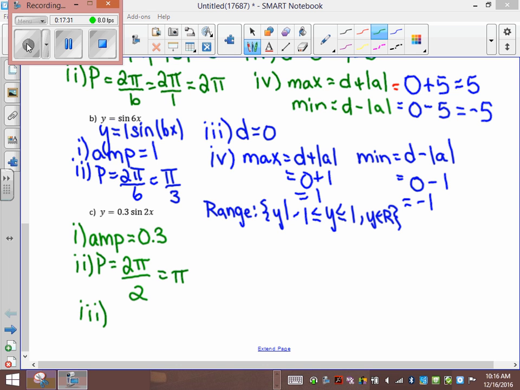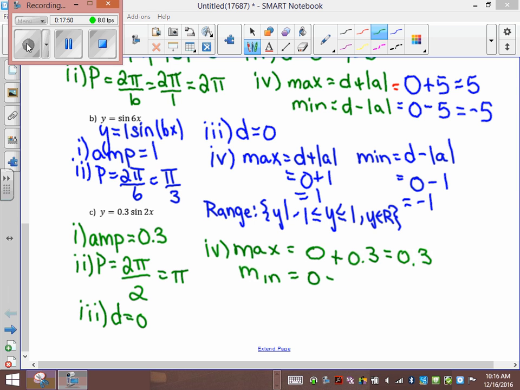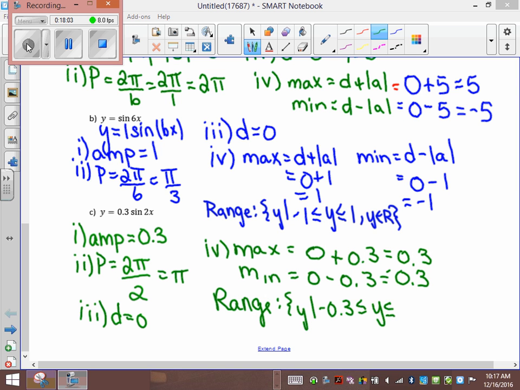Okay, 3. D equals 0. 4. The max is at 0 plus, now there's my 0.3. And then the min is 0 minus 0.3, which is negative 0.3. So your range is y such that negative 0.3 is less than or equal to y is less than or equal to 0.3. Okay? Then flip over.